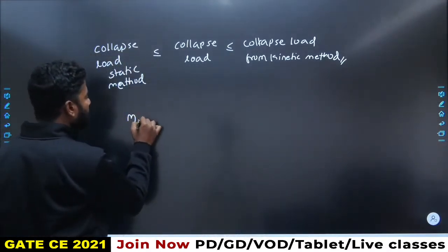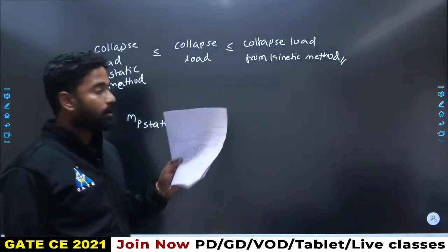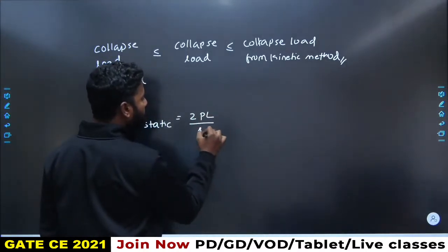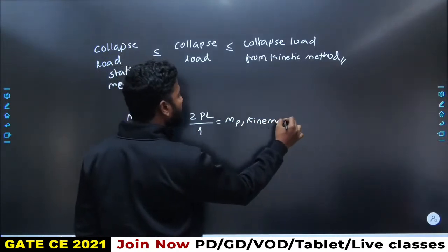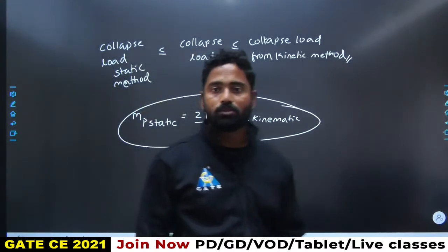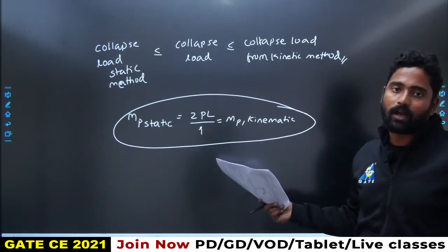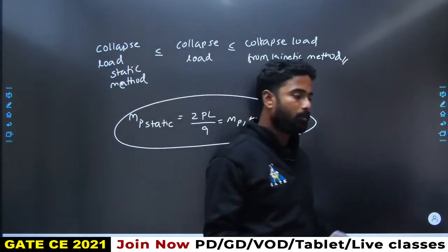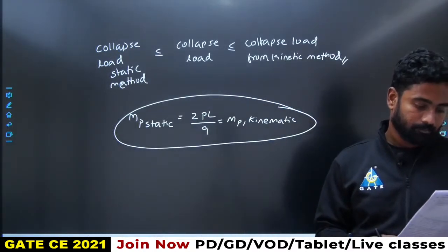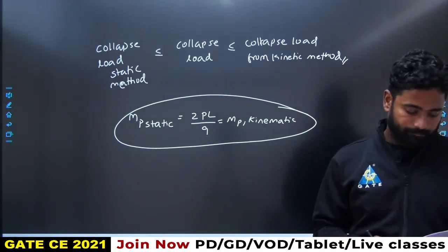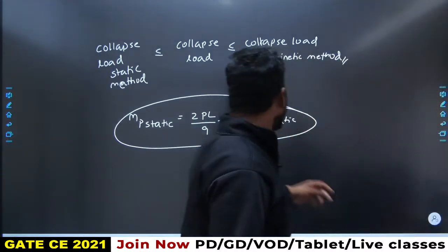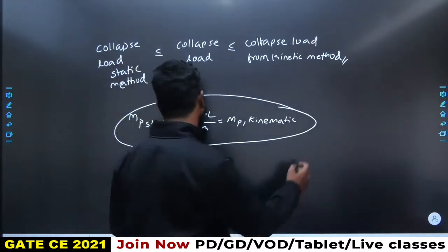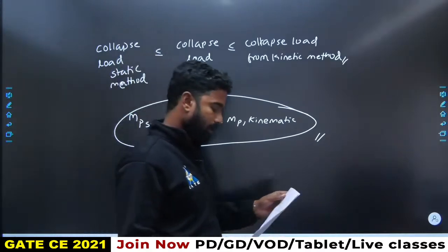That means, whenever I say plastic moment, it is a property of the material. So, MP from static is equals to MP from kinematic, that is 2 PL upon 9. MP is not going to change, it is only the load that is going to change. This is one problem. So, yesterday when I was discussing, I said MP from static can be less than, but anyway, after going through the problems and options properly, this will be the correct answer. MP from static equals 2 PL upon 9, that equals MP from kinematic.